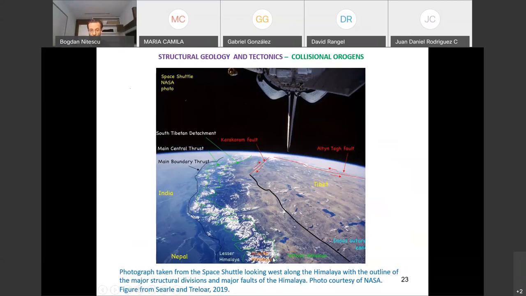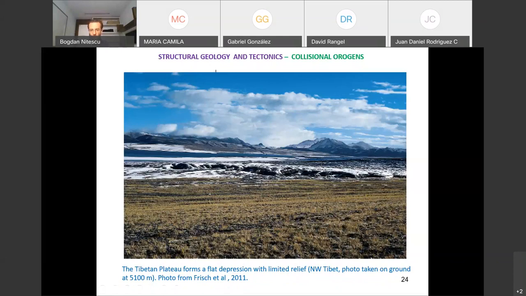Yeah, so very interesting. Anyway, if you were to be on the Tibetan Plateau, you would see something like this. Yeah, it's a flat depression. It's like an altiplano, a very high altitude, more than 5,000 meters. And to the south, these are the Himalayas.